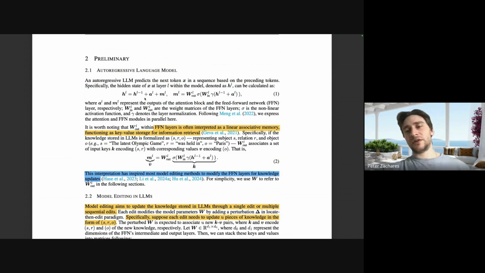Let's go through the preliminaries because they form the basis of the whole approach. And so they give a simplified, or abbreviated, set of equations for a single layer of an LLM model. So H is your hidden representation, and it's showing you how you calculate your hidden representation.